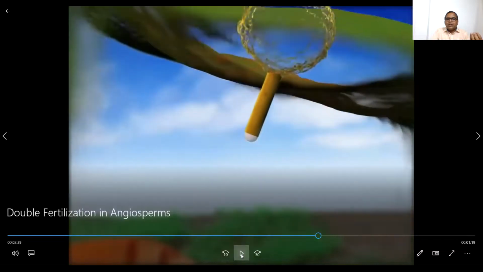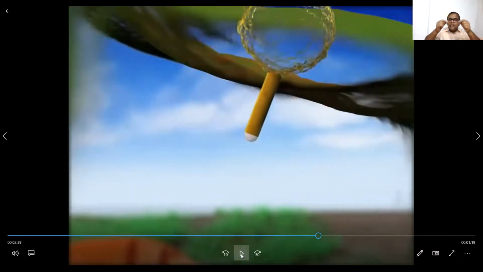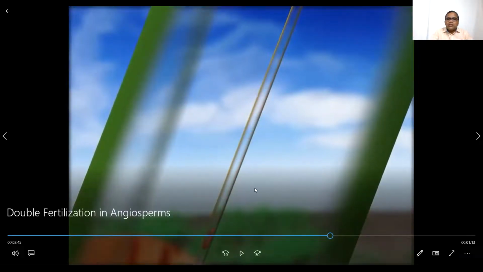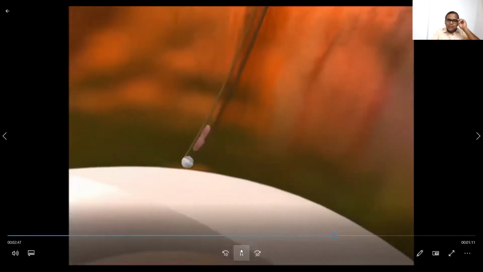Now there is elongation of the intine, not exine. This intine is getting extended through the germ pore, and this extended part is called the pollen tube. You can find its extension through the style part of the carpel. In this structure, you can see that there is the presence of 2 cells here.